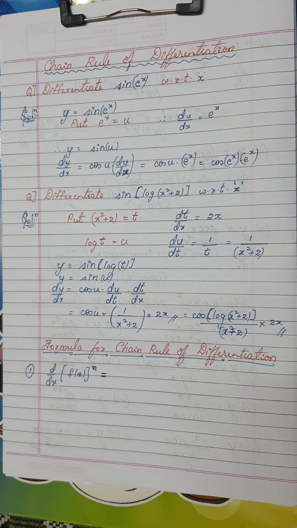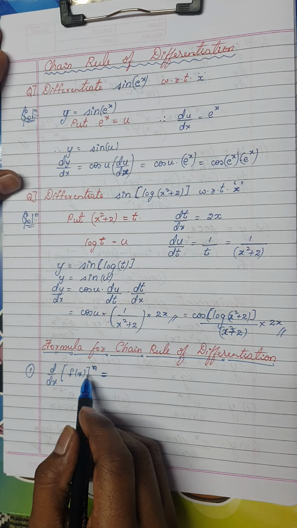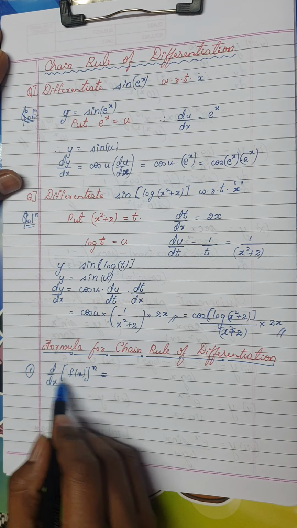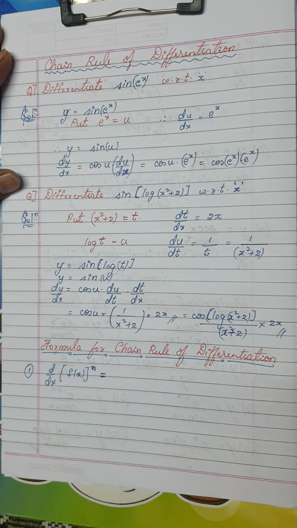Let me consider the first formula. Now I have the derivative of f of x power n. Now we know the formula for the derivative of x power n. So the derivative of x power n is n into x power n minus 1.